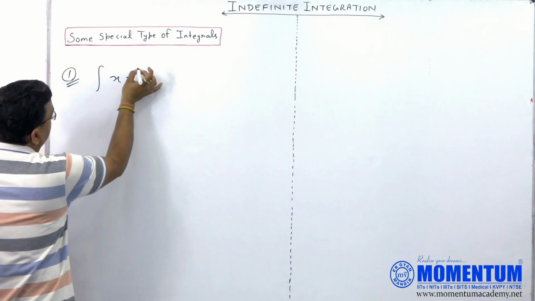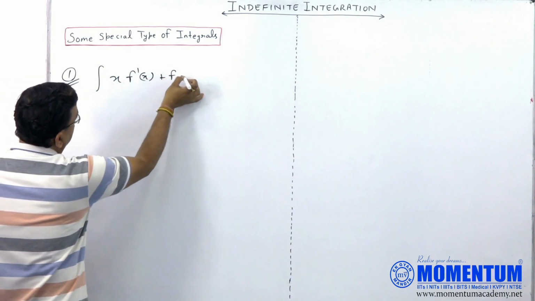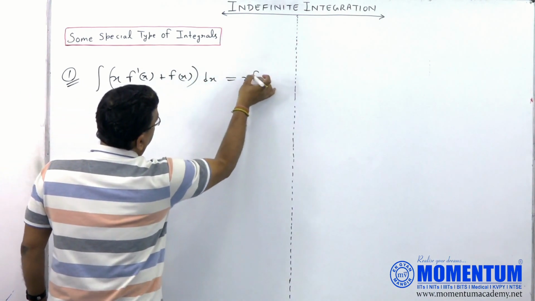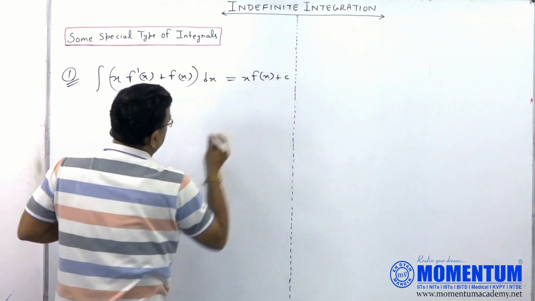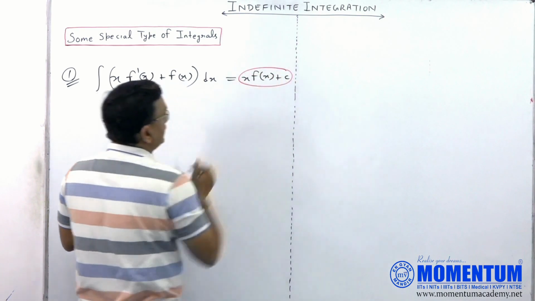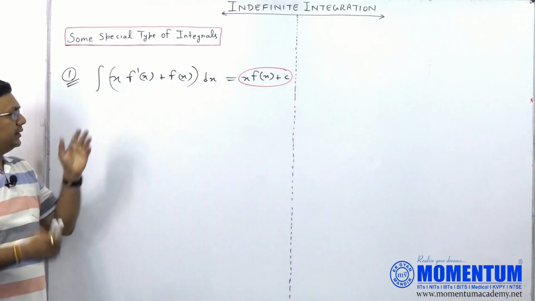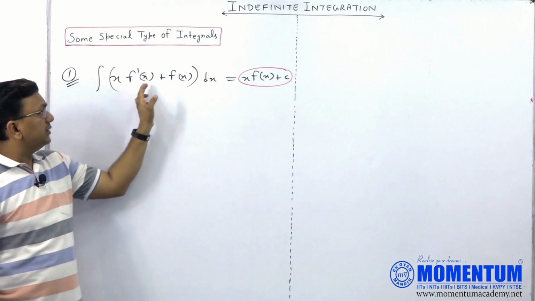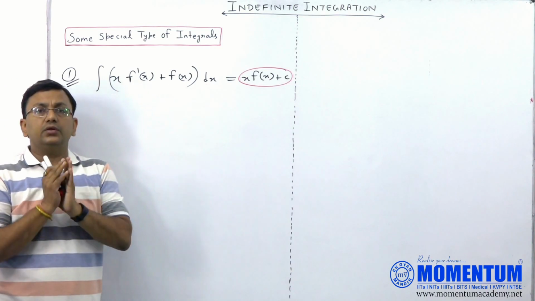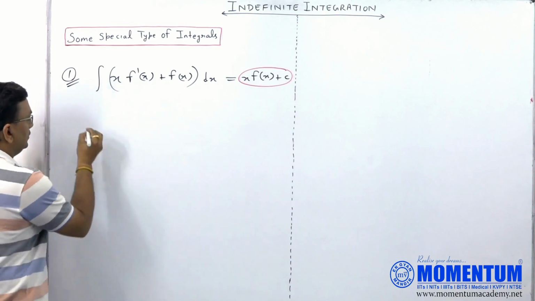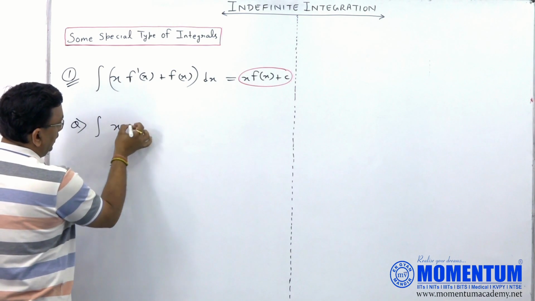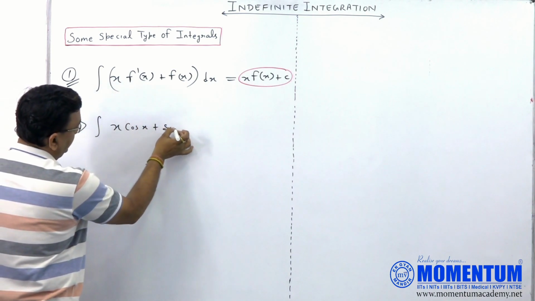So first one is integration of x into f dash x plus f of x dx is equal to x into f of x plus c. Fine. You can learn this result whenever we find integral having expression x into f dash x plus f of x. We can directly go with the result, that is x into f of x. For example, we have problem integration of x cos x plus sin x.